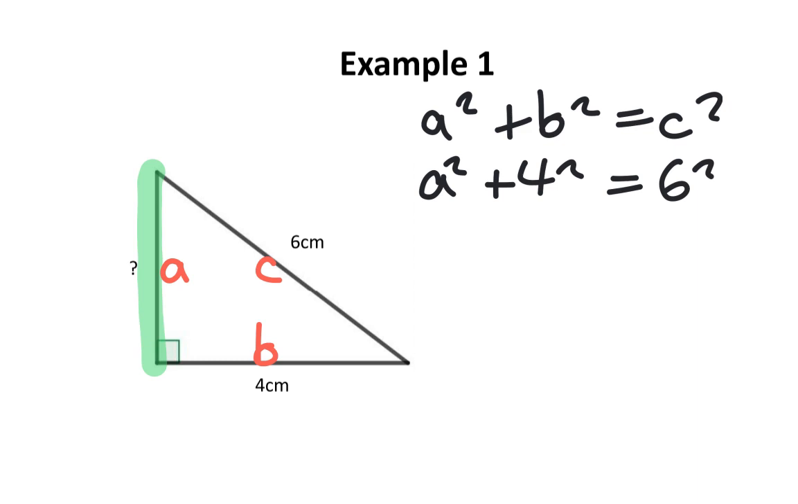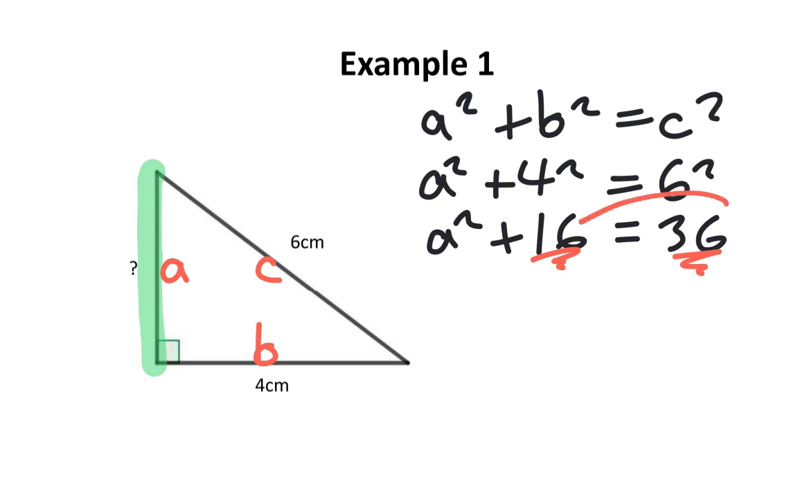We know that exponents is one of the first things we need to do. So 4 to the power of 2 is 4 times 4, which is 16. And 6 to the power of 2 is 6 times 6, which is 36. At this point, you'll notice that 16 and 36 are like terms. We can collect like terms by bringing this positive 16 to the other side of the equation. And when I do that, it is no longer positive 16. It actually becomes negative 16.